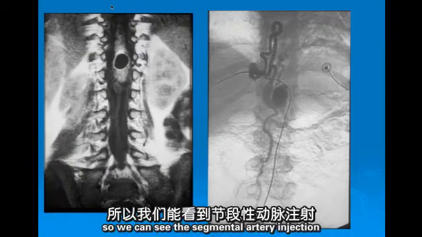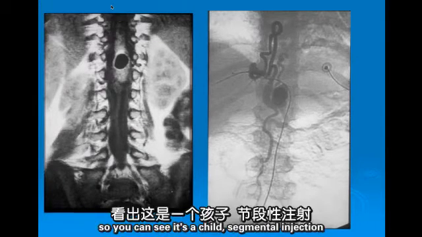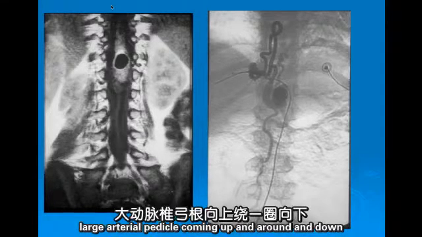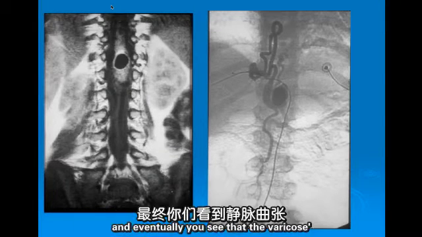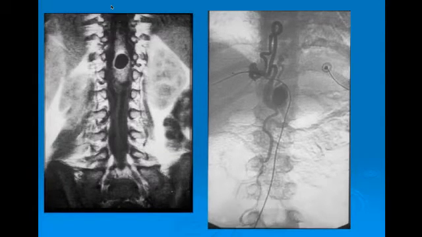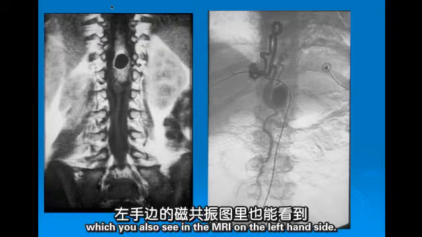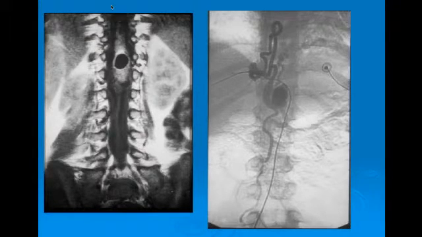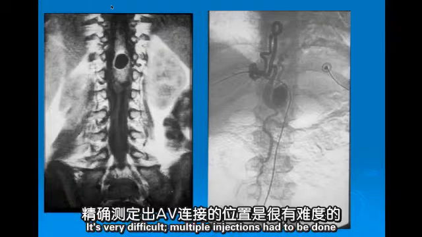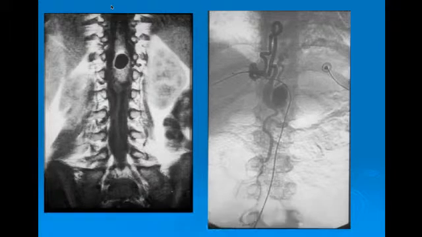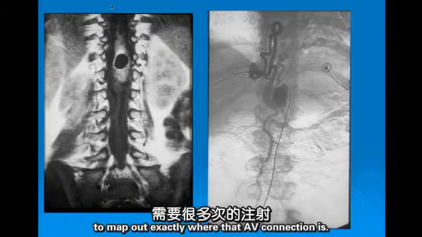Okay, this is the other type. That's a large AV connection. So we can see the segmental artery injection. You can also look at the bone so you can see it's a child. Segmental injection, large arterial pedicle coming up and around and down, and eventually you see that varix, which you also see in the MRI on the left-hand side. It's very difficult. Multiple injections had to be done to map out exactly where that AV connection is.